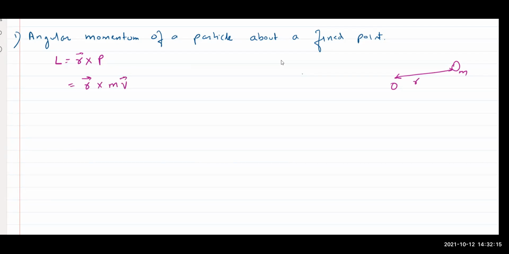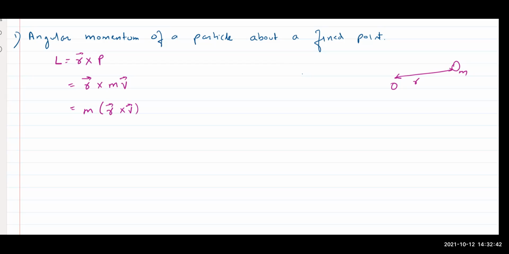Now here mass is a scalar quantity, yes or no? Makes sense? So if mass is a scalar quantity, I can take the mass outside, and then what remains is R cross V. Yes or no? Is this clear to everyone?